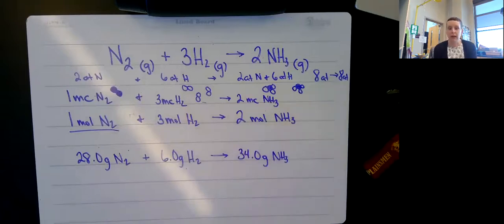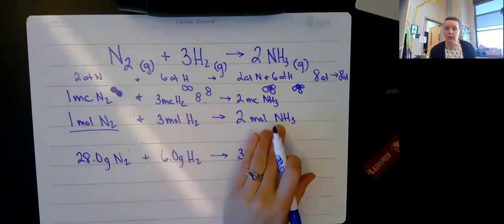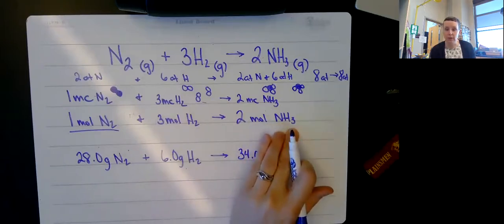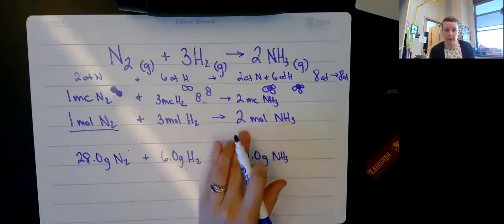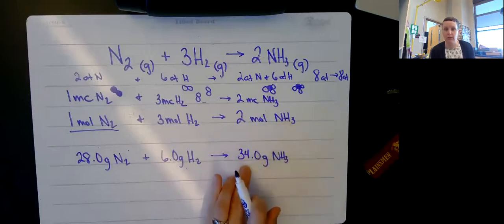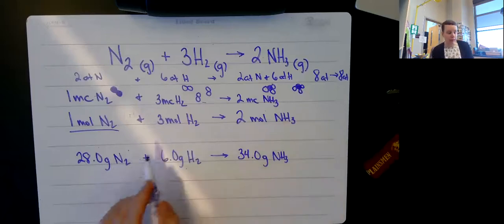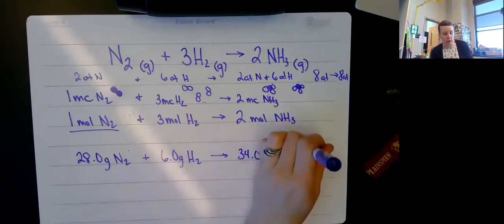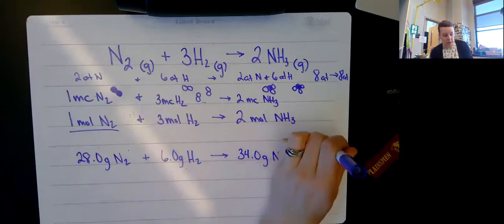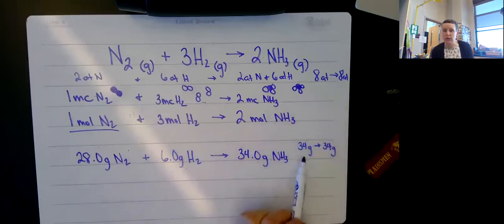Okay? But if you wanted to do it the same way we were thinking about it over here, nitrogen is 14, 3 hydrogens is 3 more, so 14 plus 3 is 17. 17 times 2 is 34. So we know that the equation is balanced correctly. So again, we have a situation where 34 grams is turning into 34 grams. So we have conservation here.